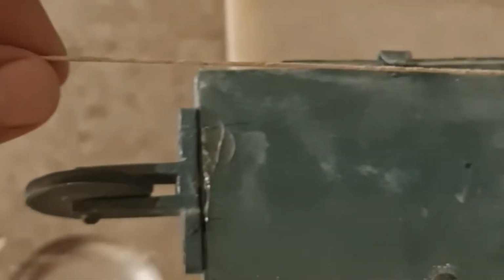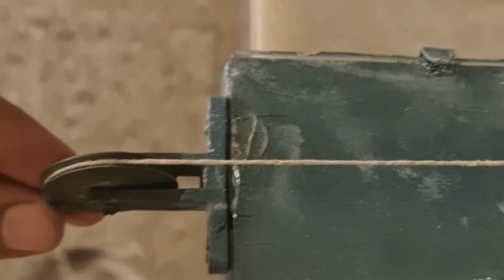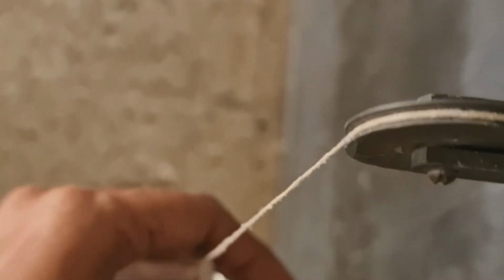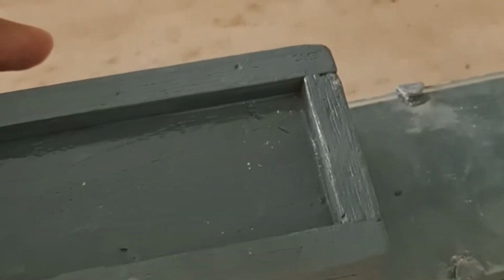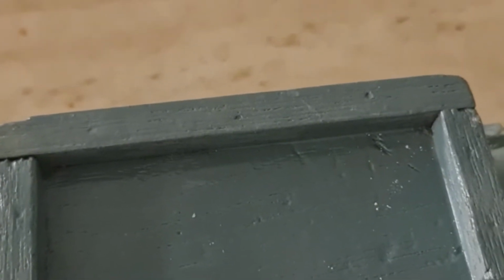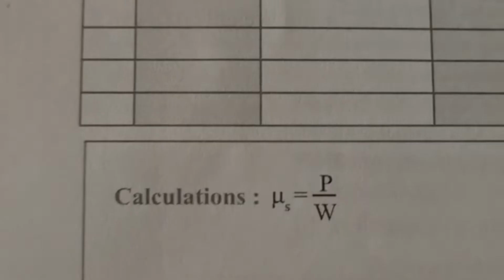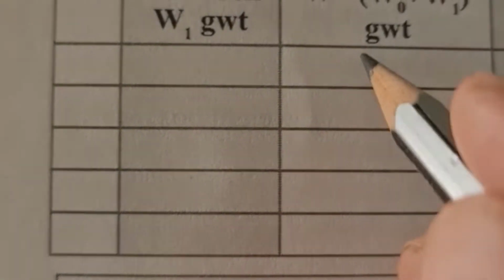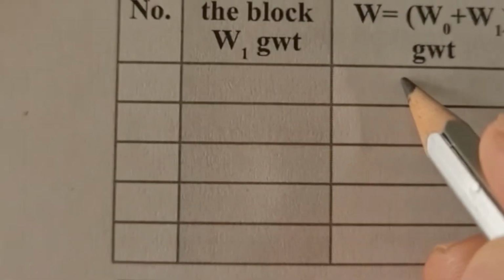You pass this thread over the pulley here, so that this pen remains hanging freely. In the pen we can add weight. Right now there is no additional weight kept on the wooden block. The weight kept on the wooden block is 0 now. So mass on the block right now is 0. There is no additional weight on the block.